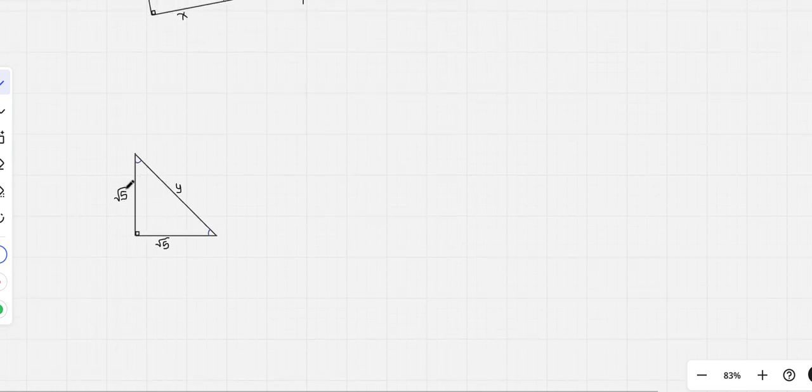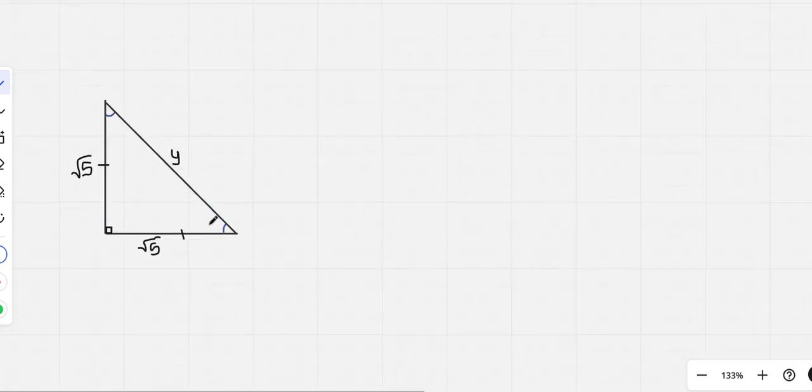For our last one, we have the square root of 5. The square root of 5. So we know that these two lines are equal to one another, which means that these two angles are 45 degrees. And to find y, we have to do the length of the leg times the square root of 2.